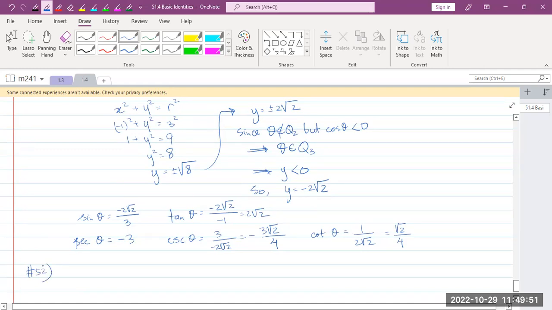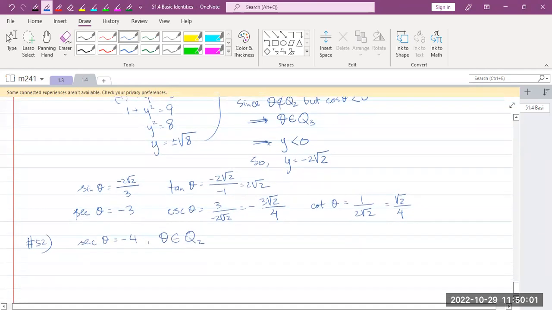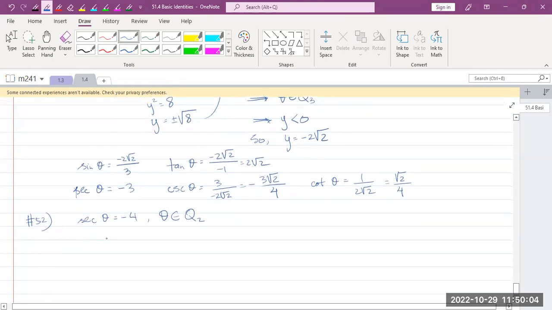It says here secant theta equals negative 4, and theta is in quadrant 2. Well, solution. The reciprocal, cosine theta, must be negative 1/4. Just the reciprocal, right? Okay.